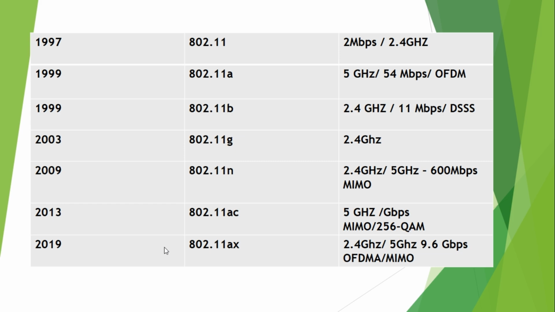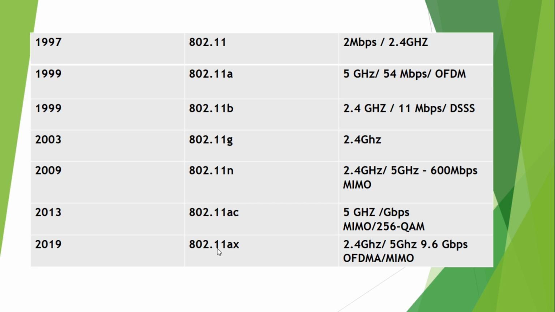802.11 is the actual standard. They amend things, and as you can see, they had the A, they had the B, they had the G, they had the N, they had the AC, they had the AX. Out of all these years, 2024 is closer to 2019. So you can already deduce, hey, 802.11ax is the standard that we're most likely going to be dealing with when it comes to us dealing with modern Wi-Fi standards.